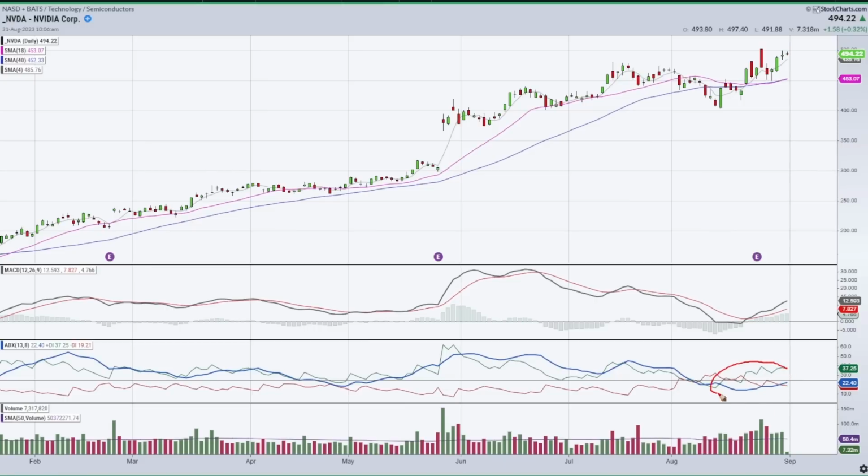We don't jump the gun. Just because this is below 25, we don't automatically look to short. We have to break this number. I think we have to break 450. I think that's the key.